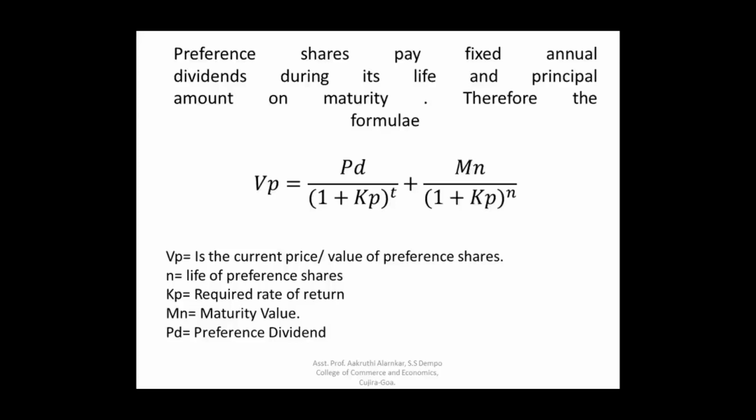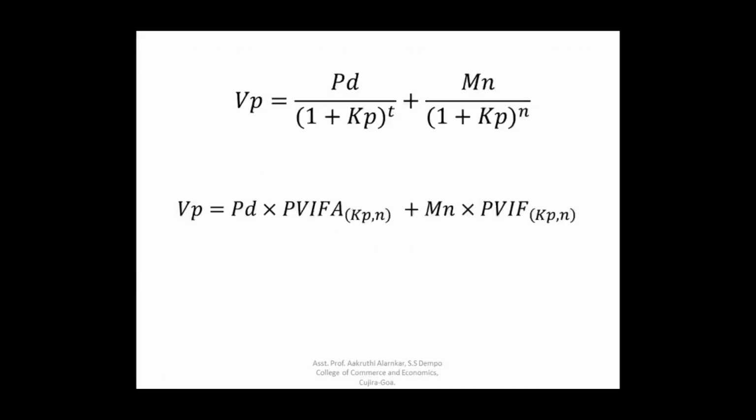Now why have we used the present value interest factor annuity for preference dividend, like coupons which we saw in bonds? These dividends are also paid regularly, right? They are paid over a period of time, throughout the life of those preference shares. So rather than calculating the value of the preference dividend for each year independently, what you can do is directly multiply it with the present value interest factor annuity at the rate of Kp for whatever the life of those preference shares is. Rather than finding individually how much is the value for the first year, for the second year, we can do that.